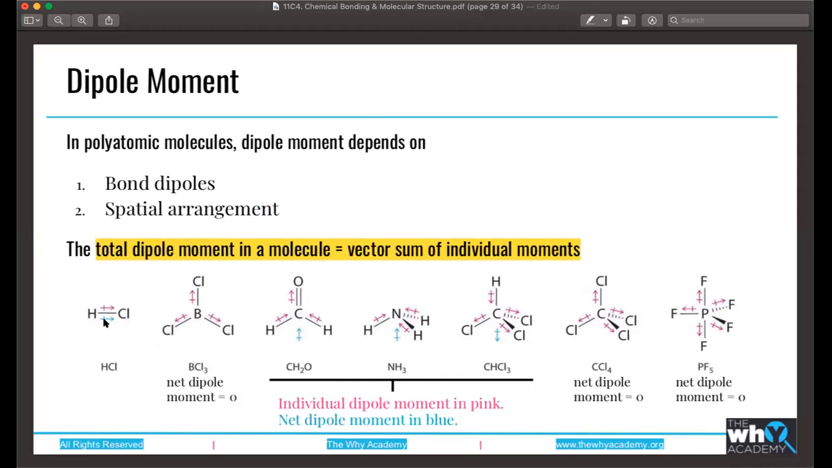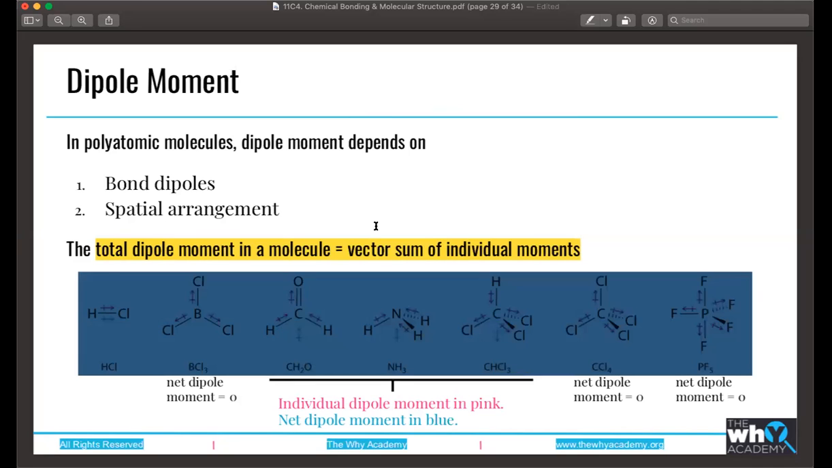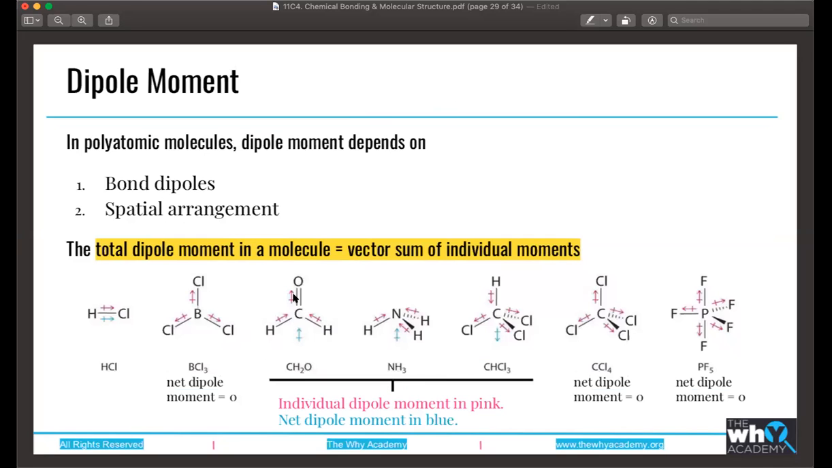So you can see here, in HCl the net dipole moment is in blue. In BCl3 the net dipole moment is 0 because it's perfectly symmetrical. CH2O is basically formaldehyde, an aldehyde, an organic compound. There is a net dipole moment because you can see how the vectors are adding up here. So between C and H the electrons are shifting in a particular direction, and between carbon and oxygen the electrons are shifting upwards, so all of them add up and the overall net electron shift is in the upward direction. This is going to have a net dipole moment.